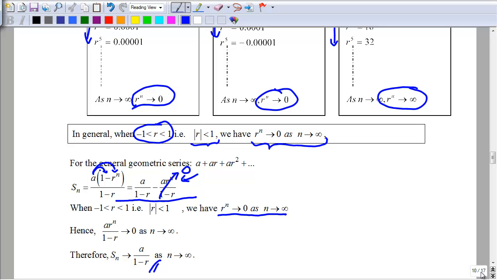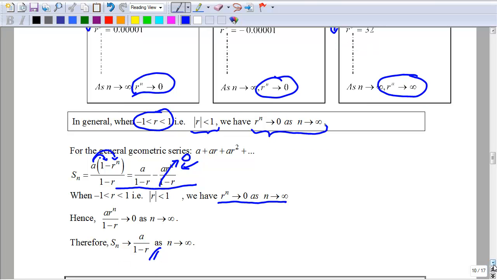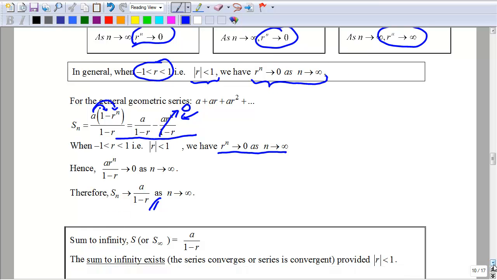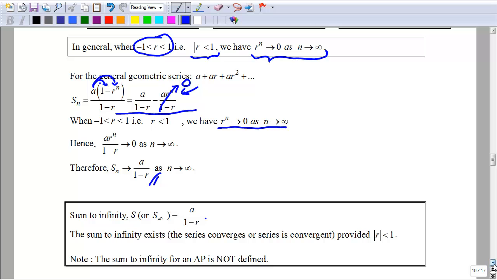Therefore, we say that the sum to infinity is a over 1 minus r. And the sum to infinity exists provided the value of r is between negative 1 and 1. Now, please note that the sum to infinity for an AP is not defined. We do not say sum to infinity of an AP.